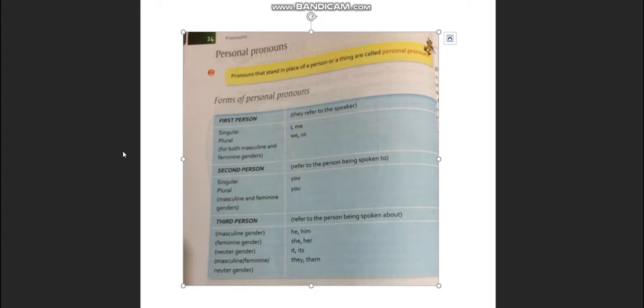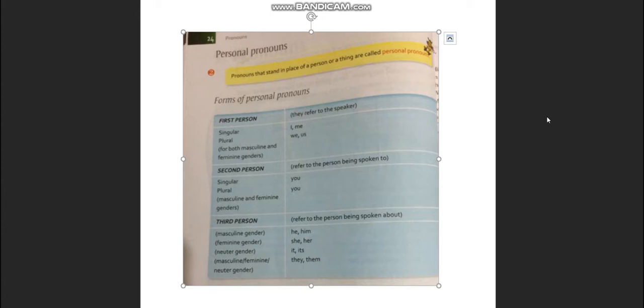When it is singular, when there is only one person in the first person case, then I and me are used. Whereas in plural, we and us are used. I, me, we, and us can be used for both masculine as well as feminine.